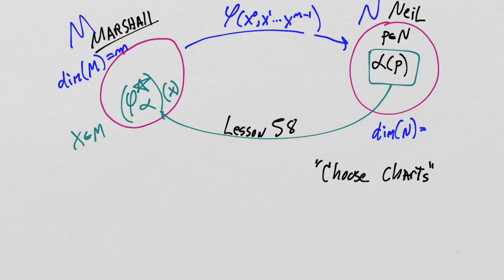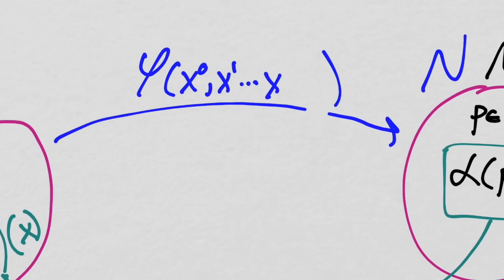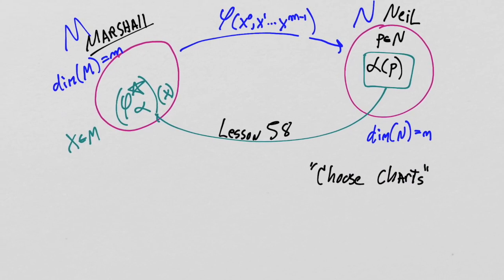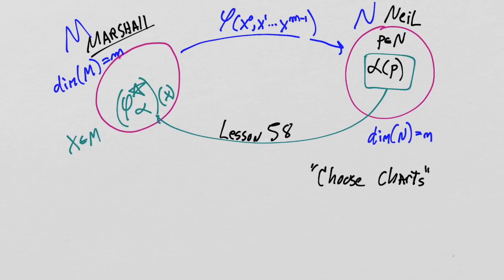Let me erase this and try to draw it a little bit better. This is a little m minus 1. How about that? Okay. So the point I'm trying to make here is that this function should give you the n-dimensional coordinate of a point in Neal. Given coordinates of a point in Marshall, it should give you the point in Neal. So this function has to return n different coordinates.